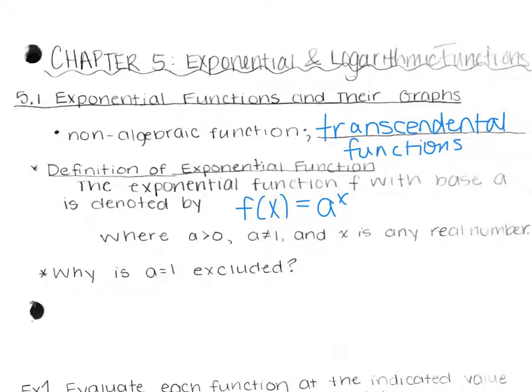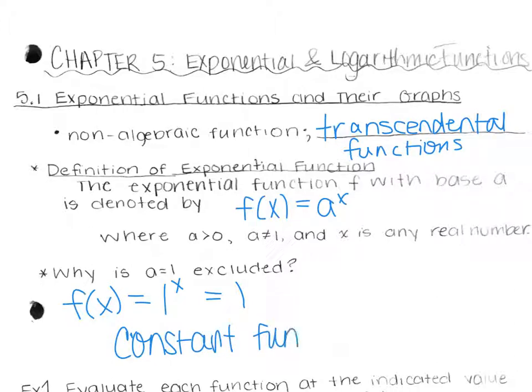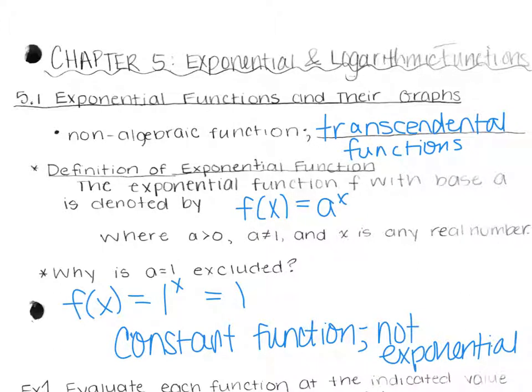Well, let's look here. If I choose f of x equals 1 to the x, no matter how many times I multiply 1 by itself, its answer is always 1. So this is actually a constant. Okay, so this is a constant function, not exponential. So that's why a is not allowed to be 1.